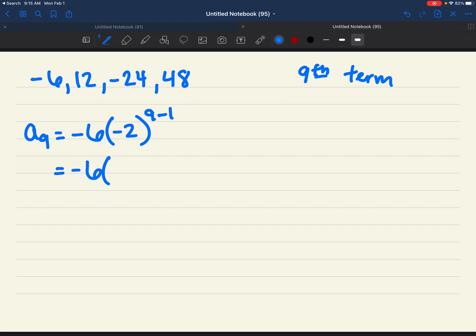What's the first thing you should do? 9 minus 1, which is what? 8. Okay. Then you need to do -6 times -2. You would multiply before doing exponents. What does order of operations say to do? -2 to the 8th power. There we go. What is -2 to the 8th power?